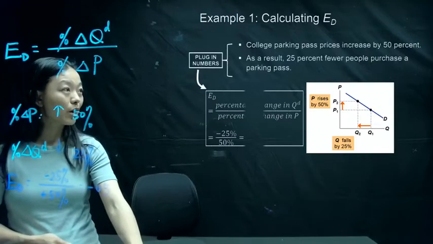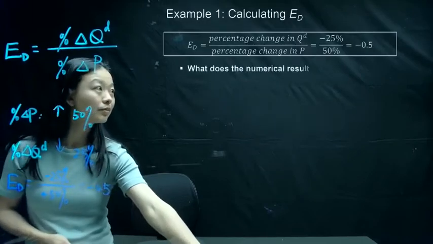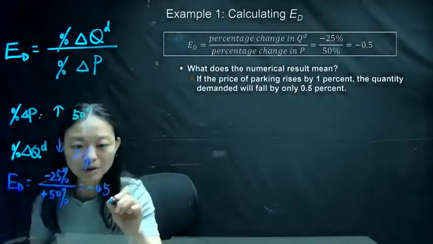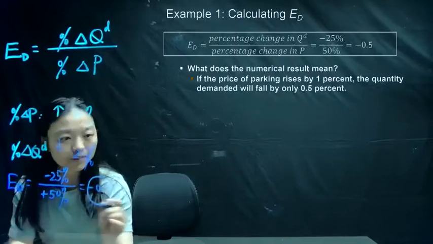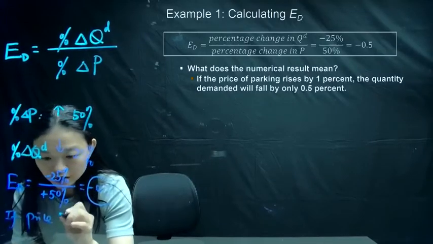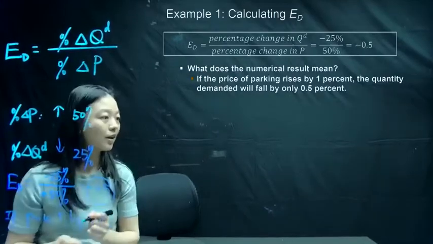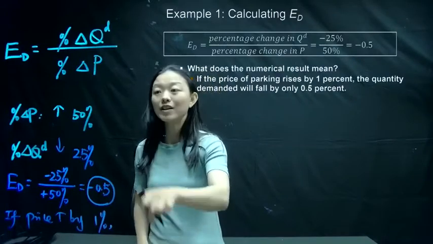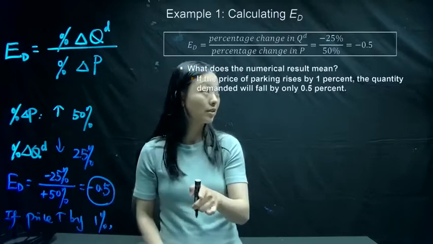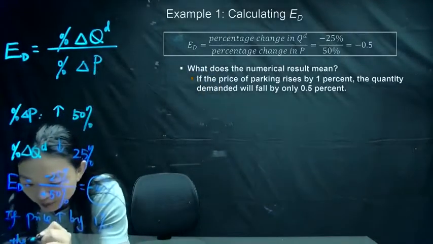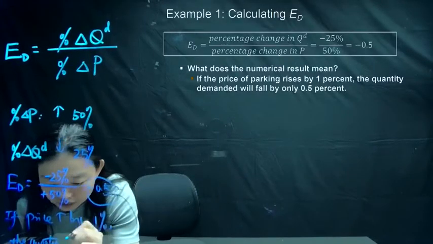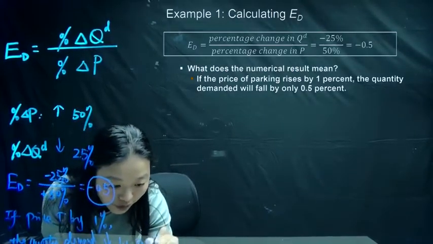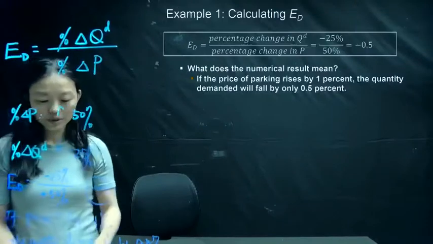Actually, it tells you that if the price increased by 1%, then the quantity demand of this packing pass would decrease by 0.5%. So this is what this number tells you.